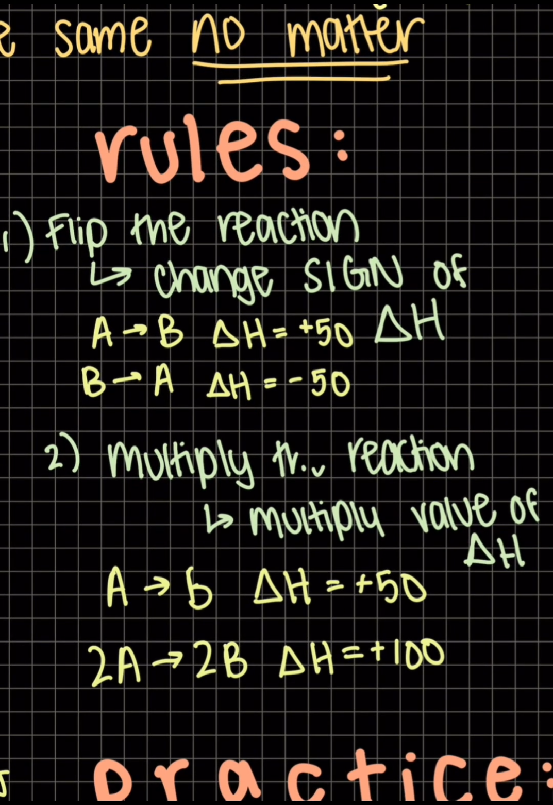And then another rule states that when you multiply the reaction, meaning you multiply the moles of a reaction, you must multiply the value of delta H. For example, if you have A yields B, a reactant yields a product, and the delta H for this is positive 50, if you want to multiply the reaction, meaning multiply the number of moles in the reaction, so 2 moles of A yields 2 moles of B, you must multiply the delta H as well.